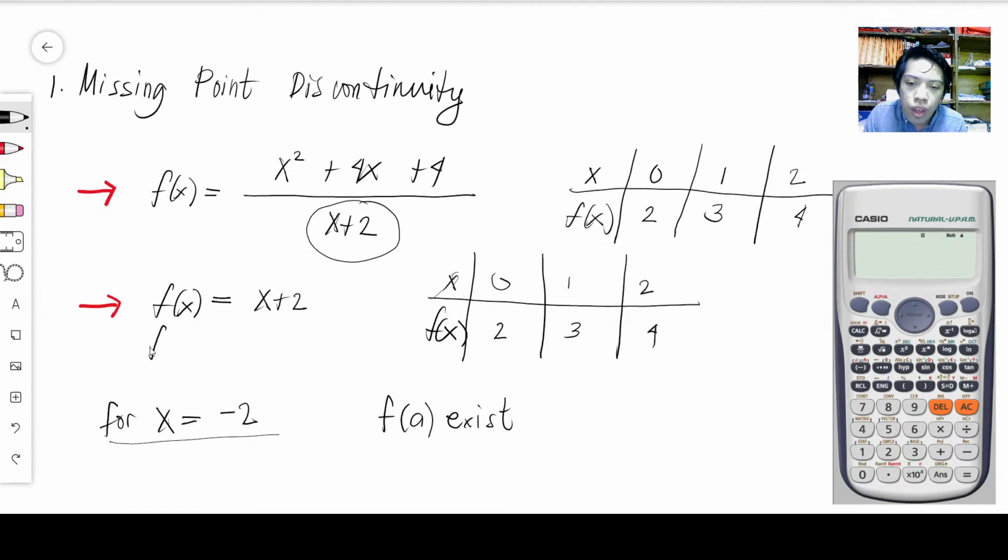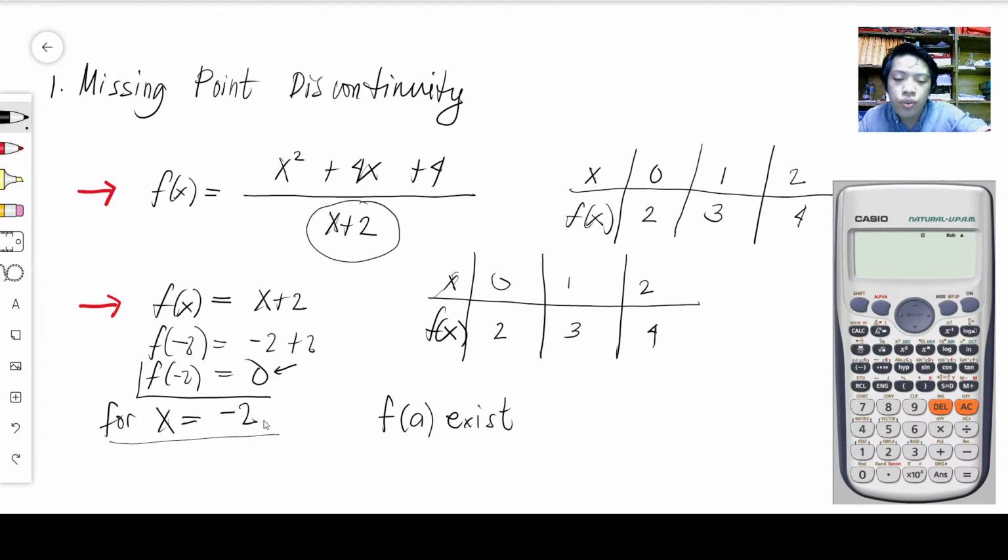The value of f of negative 2 is equal to, this is negative 2 plus 2, and this is equal to 0. So, the value of f of negative 2 is equal to 0. So, ibig sabihin, a real number man, this 0 right here is a real number. Ibig sabihin, f of a exists. Okay, so, if f of a exists, then we can say that that function is continuous.